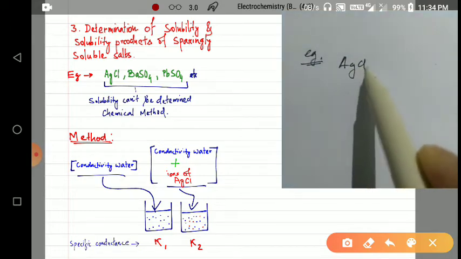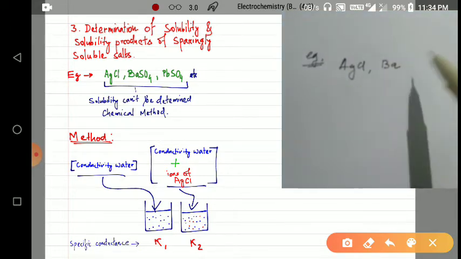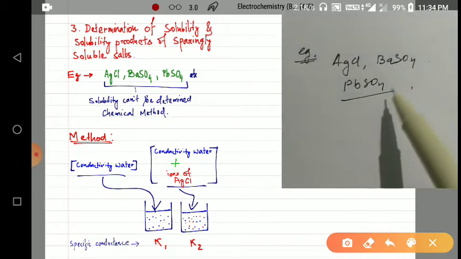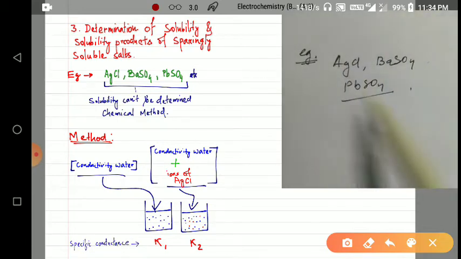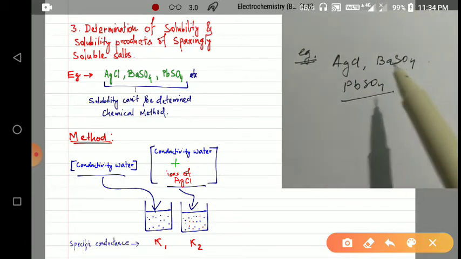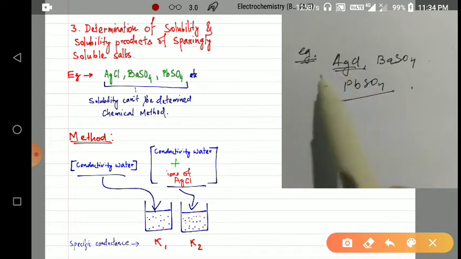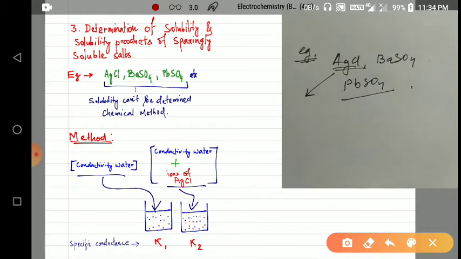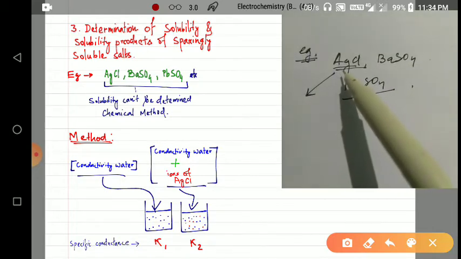silver chloride, barium sulfate, lead sulfate, etc. Among the many types of sparingly soluble salts, in this topic we will mainly discuss silver chloride solution, because we can obtain it easily, but the cost is slightly high because silver is there.